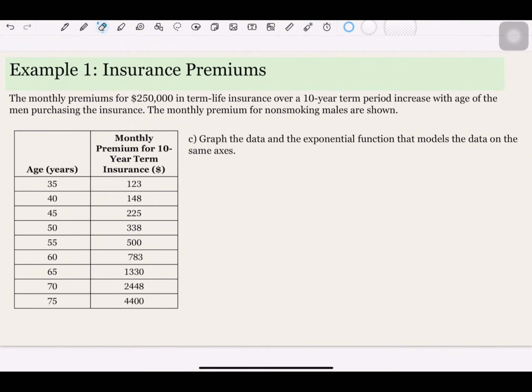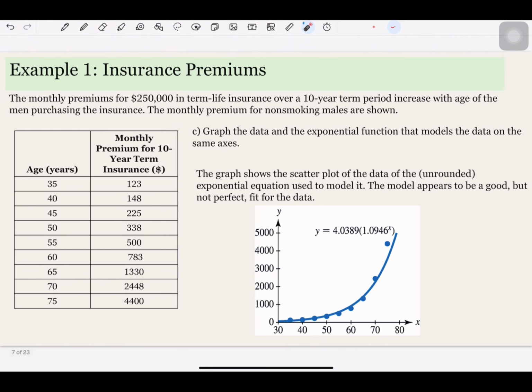In the third part, you have to graph both the data as well as the exponential function we found earlier in the same Cartesian plane. Here I have both the points, the scatter plot, as well as the graph of the function we found earlier in part B. This model appears to be very good because you can see both the points and this function align closely with each other. But it's not perfect. You know, this point is a little bit deviated from this graph, but it fits the data.